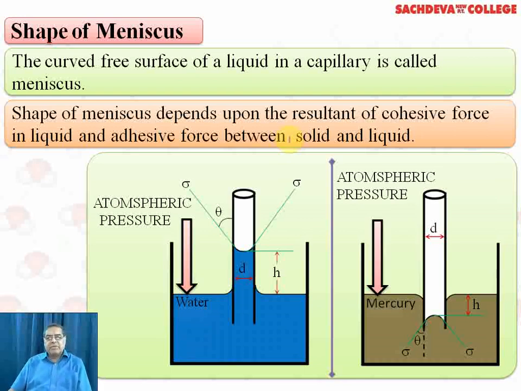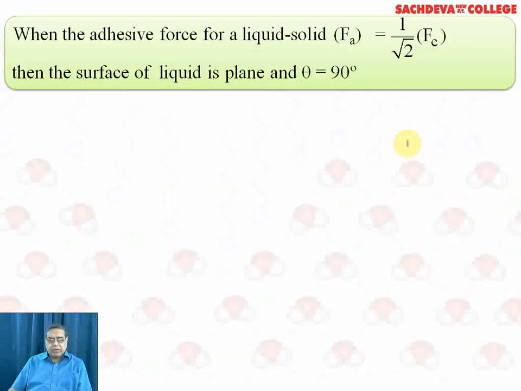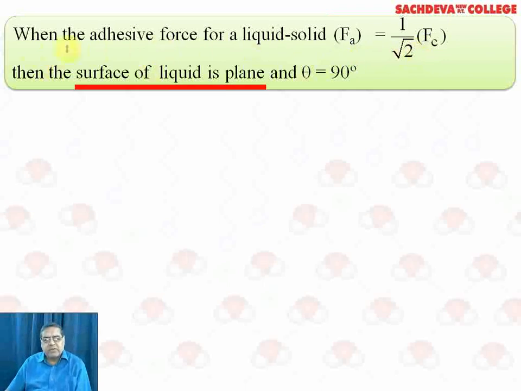The curved free surface of the liquid in a capillary is called the meniscus. The shape of the meniscus depends upon the resultant of the cohesive force in the liquid and the adhesive force between the solid and liquid. When the adhesive force Fa is 1 over root 2 times the cohesive force, 1 over root 2 means tan 45, that is, the angle of contact is 45 degrees. Then the surface of the liquid is plane and theta will be 90.